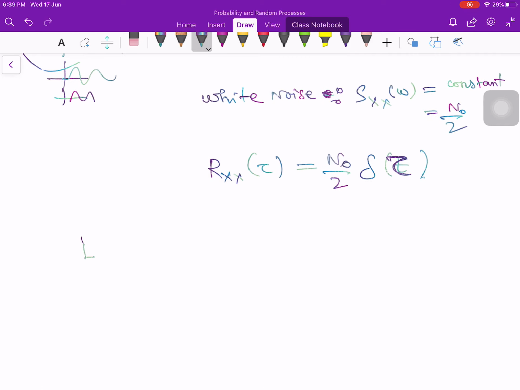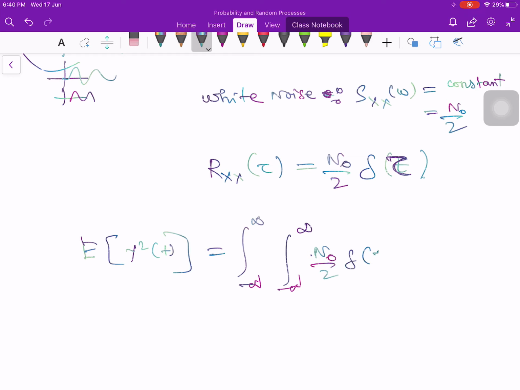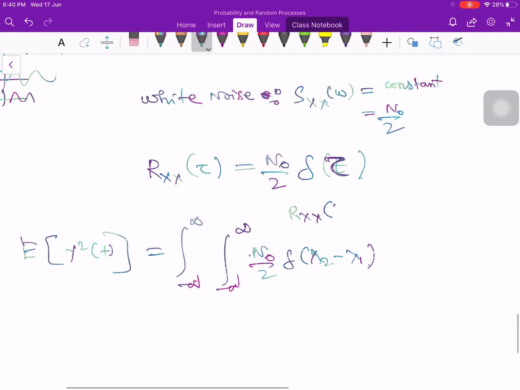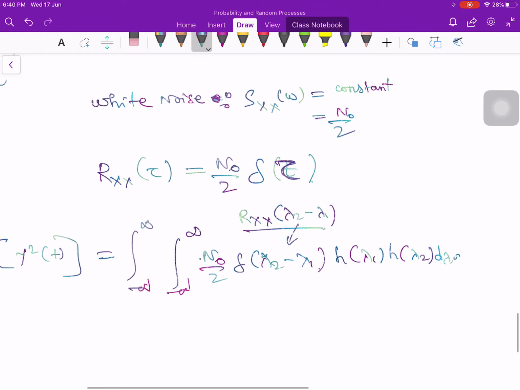Therefore, your mean square value of your output is going to be the integral from minus infinity to plus infinity, and this Rxx of tau is n0 by 2 times del of, instead of del of tau, lambda 2 minus lambda 1. Why is it lambda 2 minus lambda 1? Because here we had Rxx of lambda 2 minus lambda 1, right? So that is replaced like this. Then h of lambda 1, h of lambda 2, d lambda 1, d lambda 2.